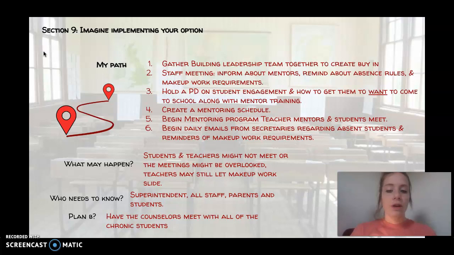Then we could also begin daily emails from the secretaries regarding absent students and reminders of makeup work requirements, just to keep that in the teacher's ear to remind them of, oh, yep, I gotta set aside that homework for that student, and they have 3 days to make it up, or 4 days, whatever our requirements that me and the teachers have decided is appropriate.